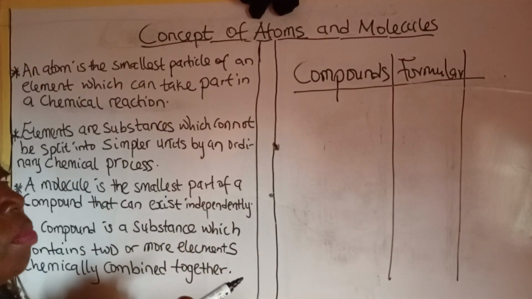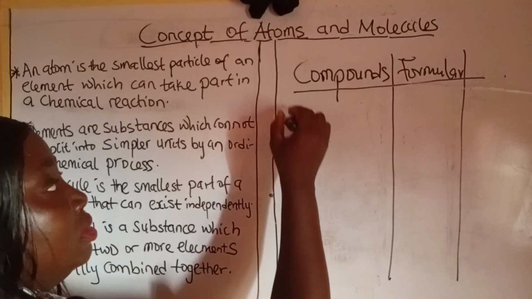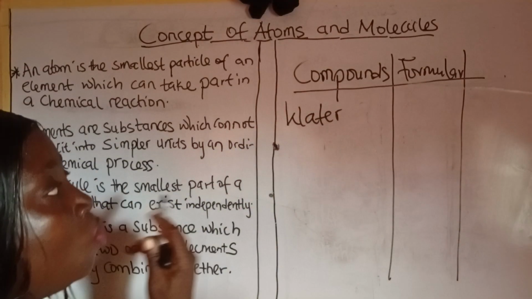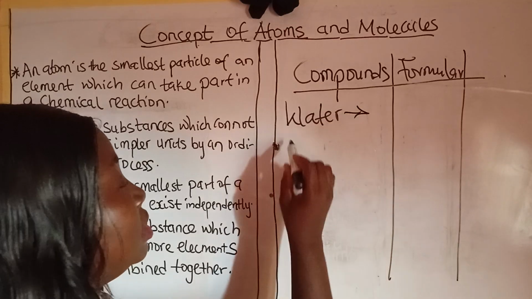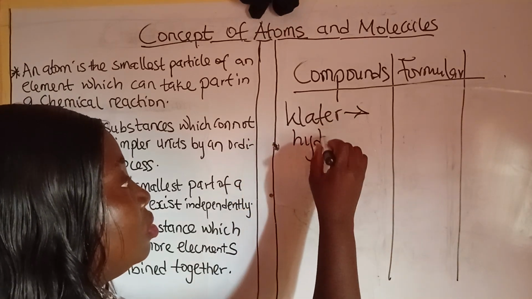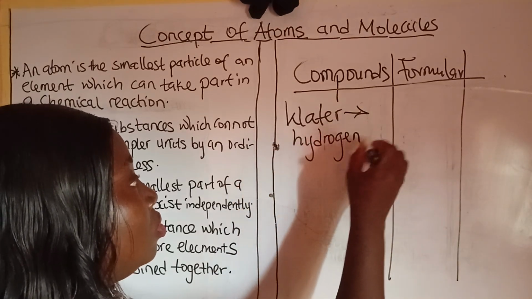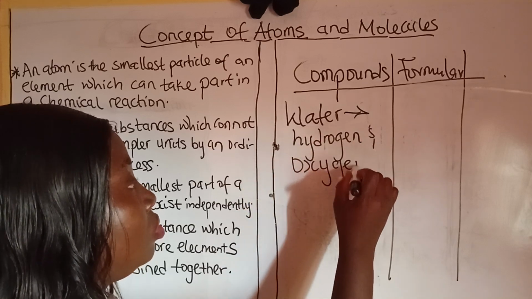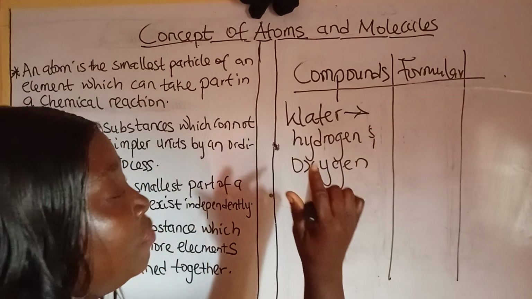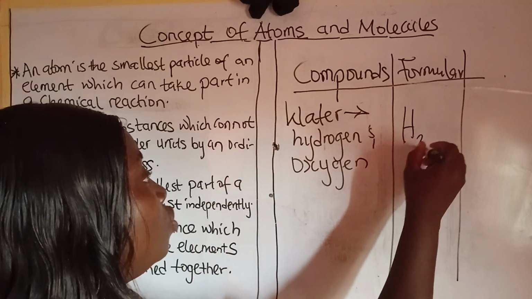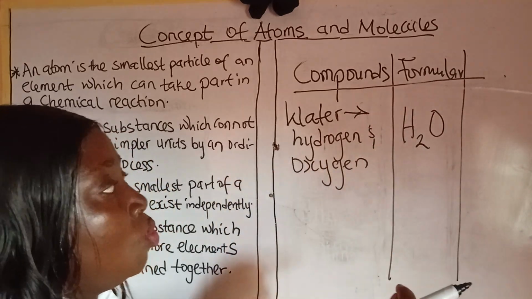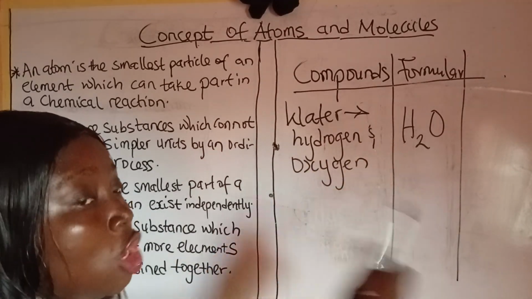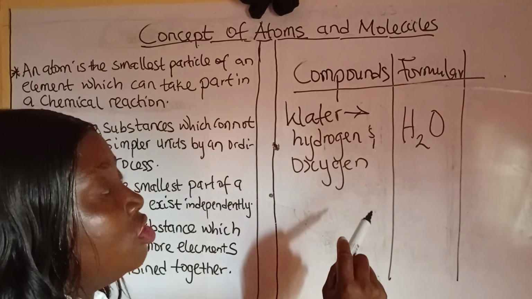Let's look at a compound like water. Water, which was made by reacting hydrogen and oxygen. The formula for water is H2O, which simply explains that in this reaction, two atoms of hydrogen combine with one atom of oxygen.